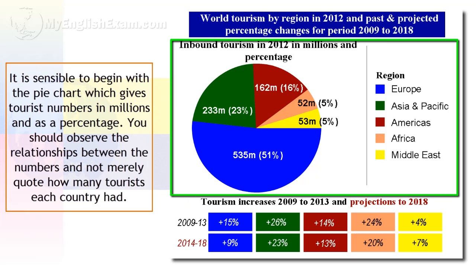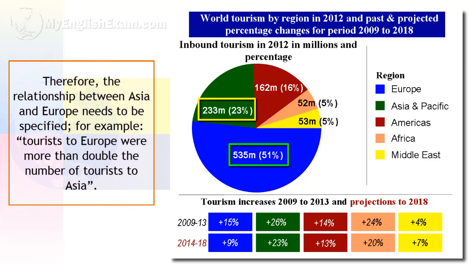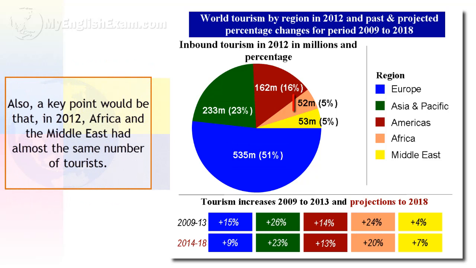It is sensible to begin with the pie chart, which gives tourist numbers in millions and as a percentage. You should observe the relationships between the numbers and not merely quote how many tourists each country had. Therefore, the relationship between Asia and Europe needs to be specified. For example, tourists to Europe were more than double the number of tourists to Asia. Also, a key point is that in 2012, Africa and the Middle East had almost the same number of tourists.